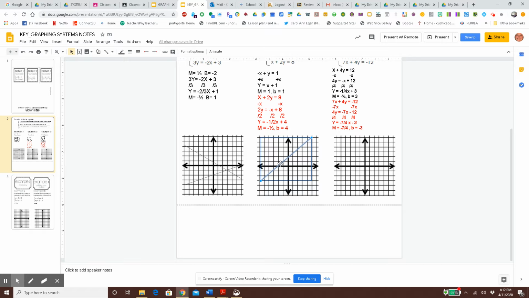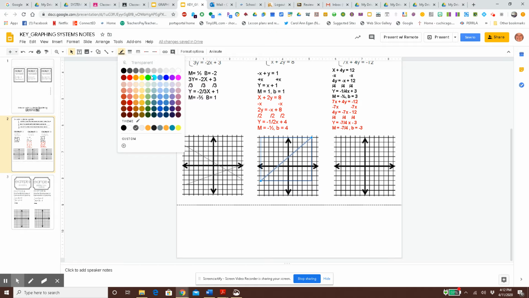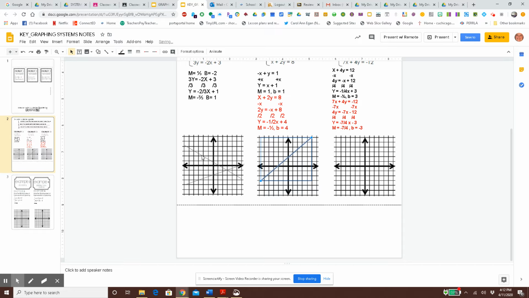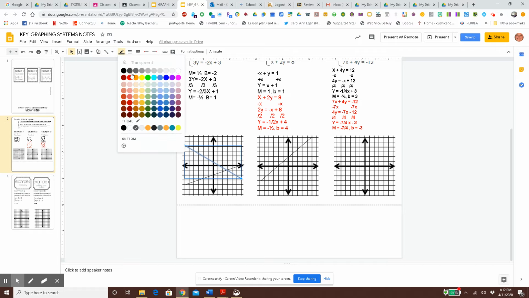I don't want to animate. I just want to change the color. There we go. So I'm going to keep this one a dark black. Going back over here, keep that line color a dark black. And this one I'm going to change to red.